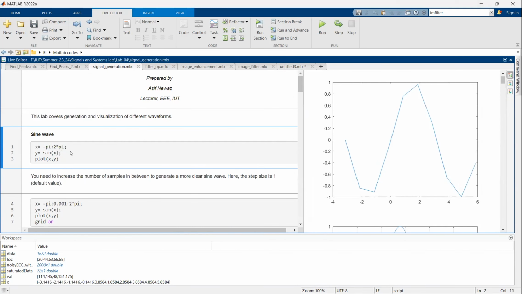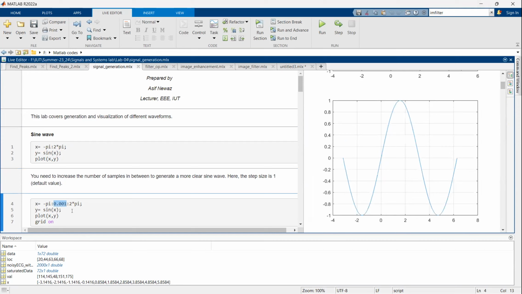The default step is considered as 1, so you have to increase the number of samples in between. That is what we call the sampling frequency. If you use a step of 0.001, from minus pi to 2 pi, the points are divided into steps of 0.001, so you get many values. What is the sampling frequency here? It is 1000, right? 0.001 means 1 divided by 1000, so 1000 is your sampling frequency. If you use 0.0001, that would be 10,000. Now you can see the figure is very smooth, a smooth sinusoid curve from minus pi to 2 pi.